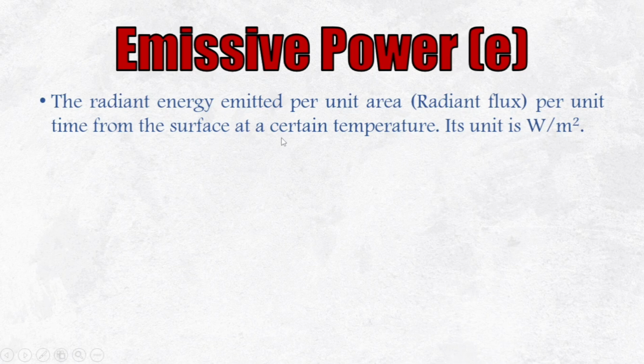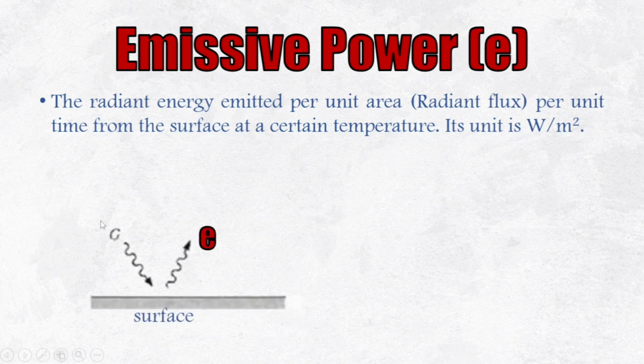But here we are talking about only emitted radiation. In case of radiosity, along with those emitted radiations, we are also considering reflections or transmission, because that is also part of the energy which is leaving the surface. But in emissive power, we are considering only the radiations which are emitted by the surface. So radiant energy emitted per unit area per unit time from the surface at a certain temperature is known as emissive power, and the unit of emissive power is watt per meter square.